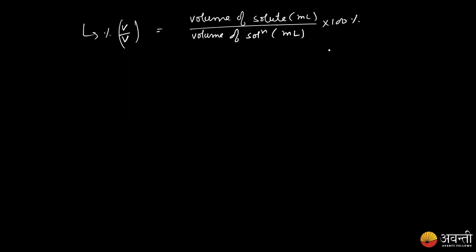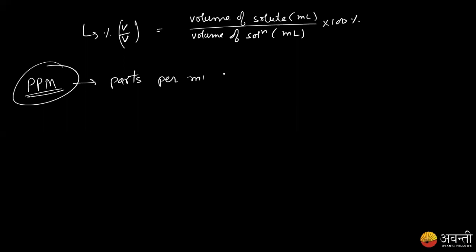Okay, so these concentration terms we had already discussed in the last class as well. Another important concentration term is ppm, known as parts per million. As its name suggests, parts per million means what is the part in 1 million of solution, or should I say, what are the parts of solute in 1 million parts of solution?